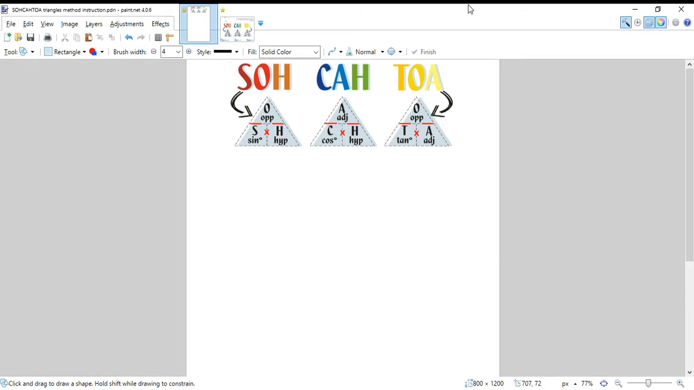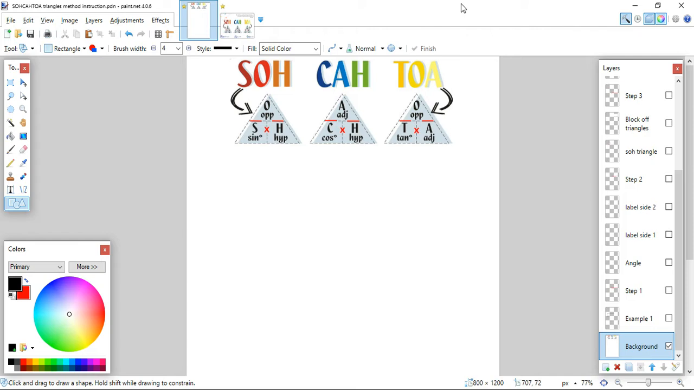In this tutorial, we're going to look at using SOHCAHTOA to find the missing side length of a right-angled triangle. It's important to make sure you remember what the letters in SOHCAHTOA stand for first of all. So S stands for sine of the angle, O stands for the opposite side length, H stands for the hypotenuse, C stands for cosine of the angle, A stands for the adjacent side length, and T stands for tan of the angle.